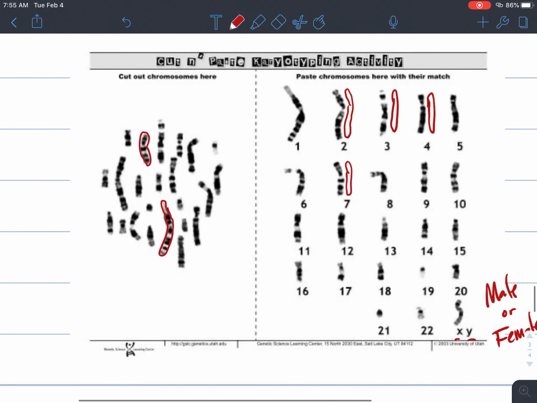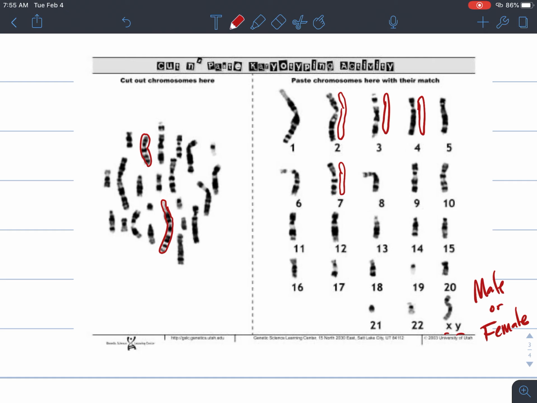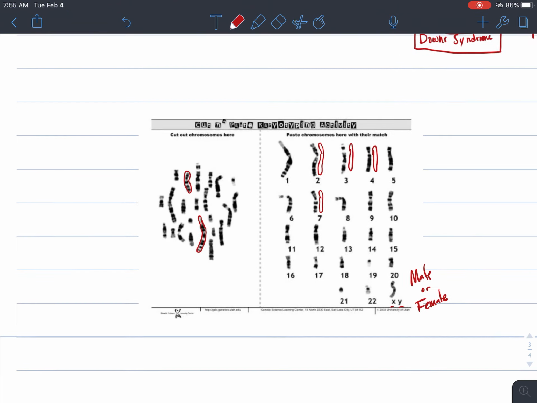So good luck on that assignment. Make sure you tape that as well into your science notebook following this page that we just discussed called Karyotypes.